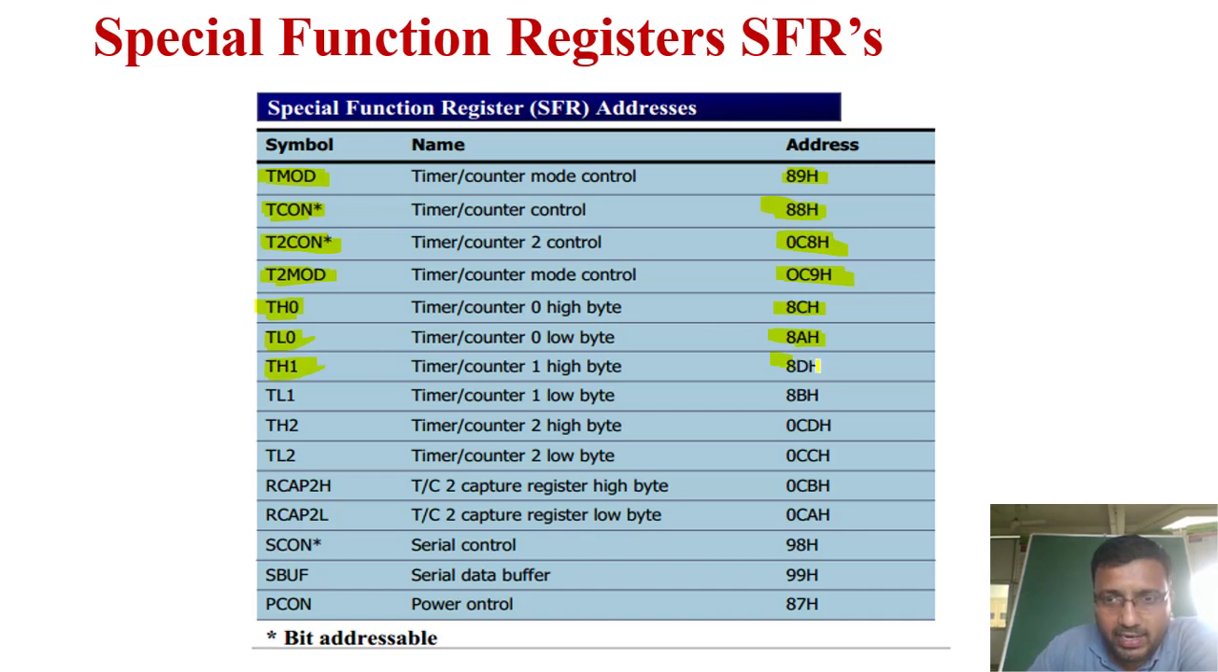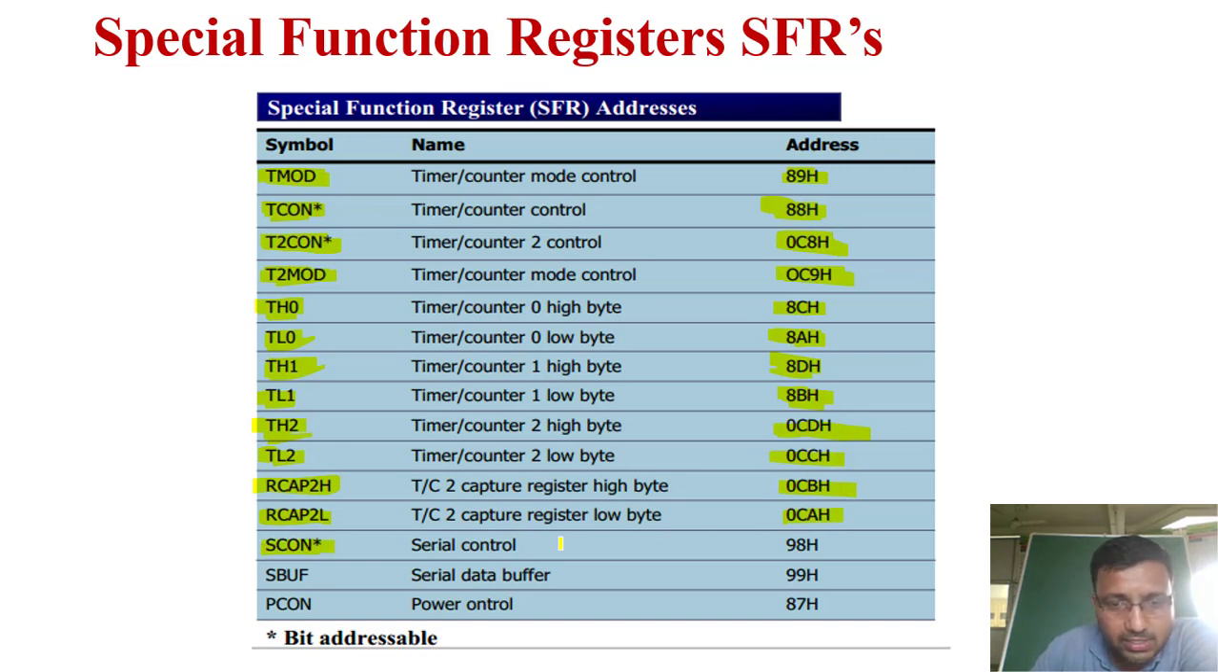TH1 is located at 8DH. TL1 is located at 8BH. TH2 is located at 0CDH. TL2 is located at 0CCH. Then the capture compare mode register, and the capture compare mode higher byte and lower byte, are located at 0CBH and 0CAH respectively.